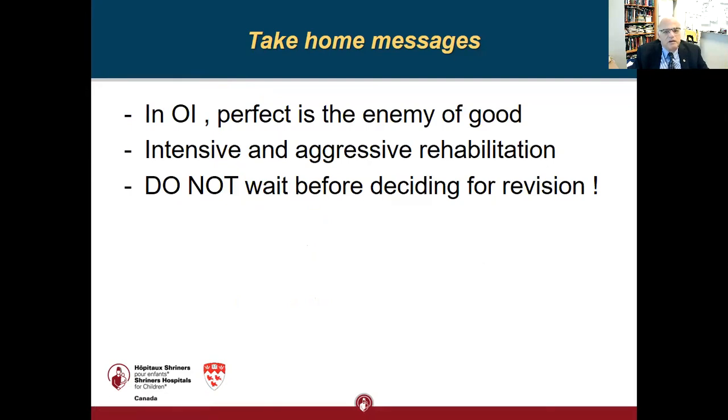In OI, perfect is the enemy of good. Intensive and aggressive rehabilitation is extremely, extremely important. And last thing, do not wait before deciding for revision.